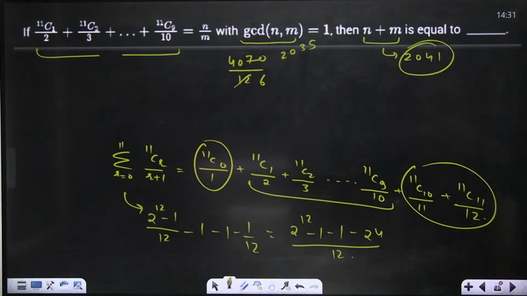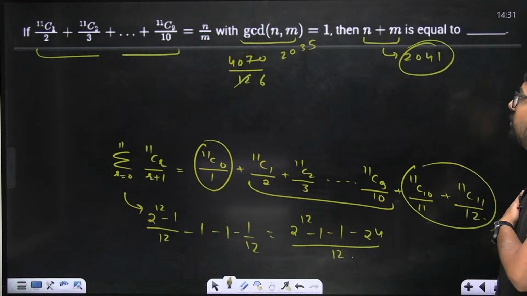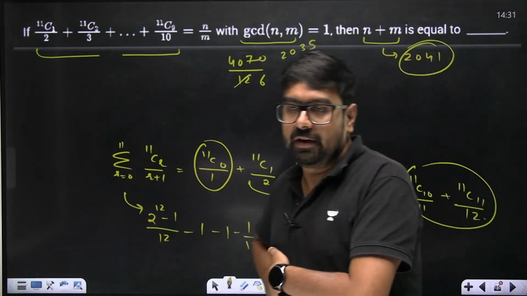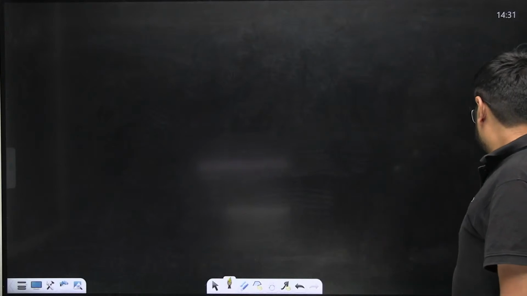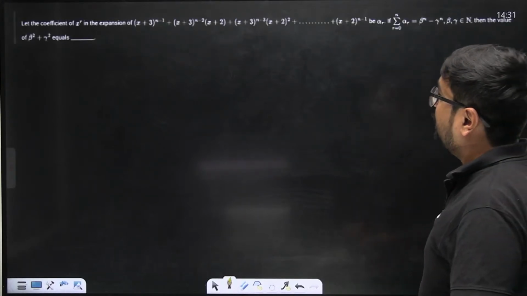2035 and 6 are co-prime, no, we cannot cancel them. This will not go by 5, and it is not going by 3 also. So these two are co-prime and 2041 will be your final answer then. Okay, this is one variety.